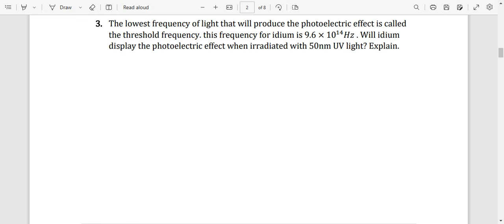Okay, let's go to this one. The lowest frequency of light that will produce the photoelectric effect is called the threshold frequency. This frequency for iridium is 9.6 times 10 to the power 14 Hz. Will iridium display the photoelectric effect when irradiated with 50 nanometer ultraviolet light? Explain. I like this question.